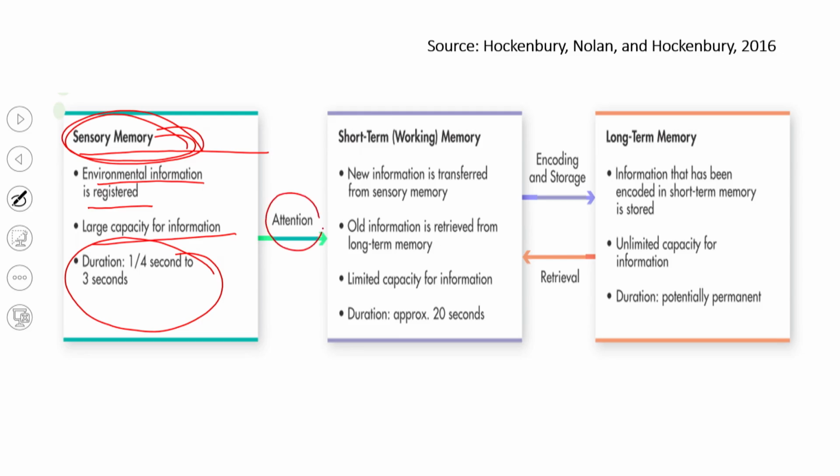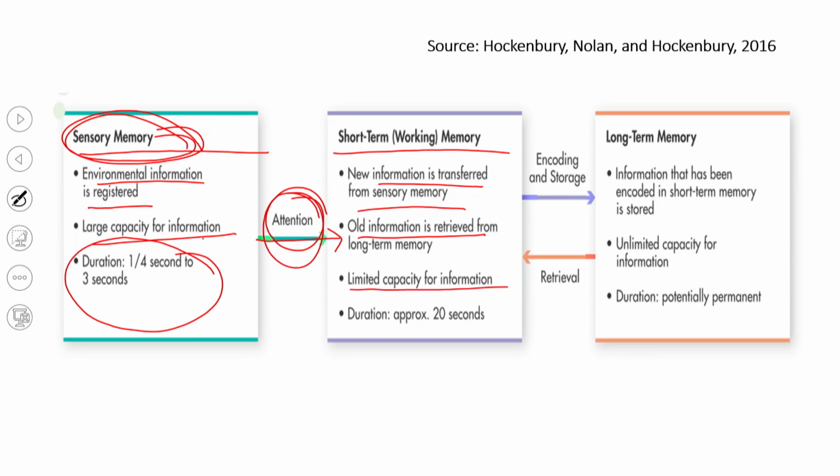The moment we pay attention to the information that comes through sensory memory, this information will get shifted to the next memory, called short term memory, which has later been renamed working memory. We will talk about that. In short term memory, new information is transferred from sensory memory because attention was paid, so it will be stored here for a little more time. Old information is also retrieved from long term memory. That is the concept of working memory, which we will talk about later.